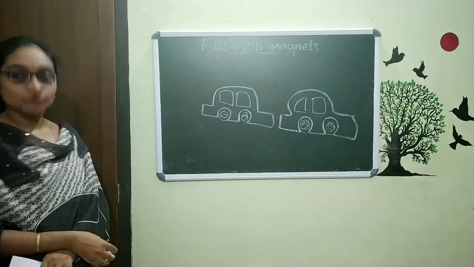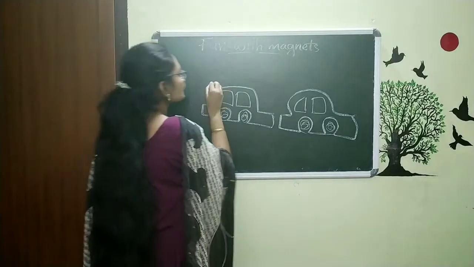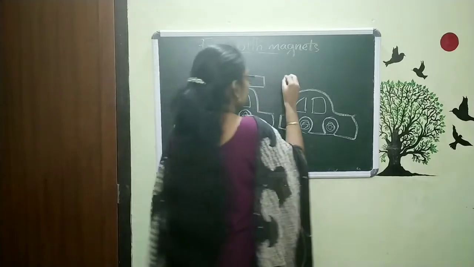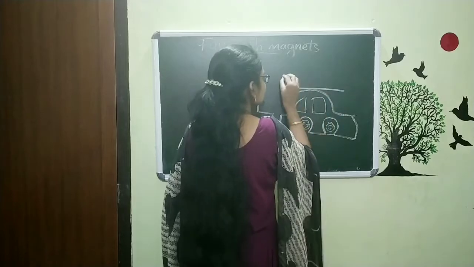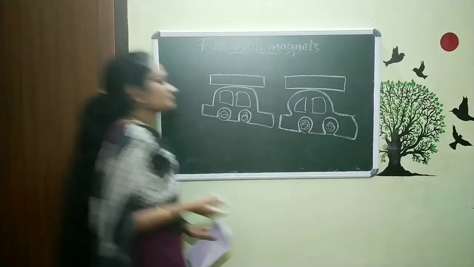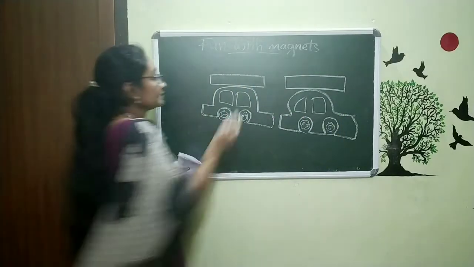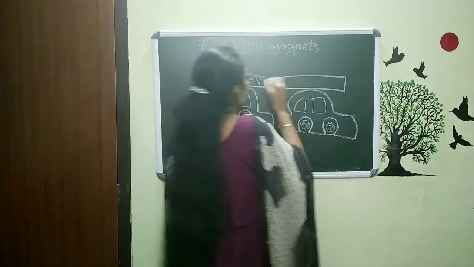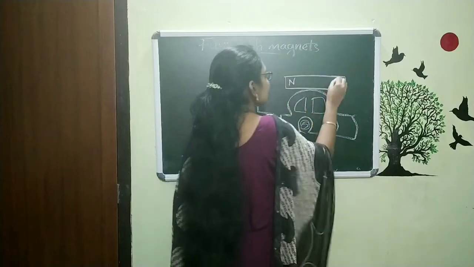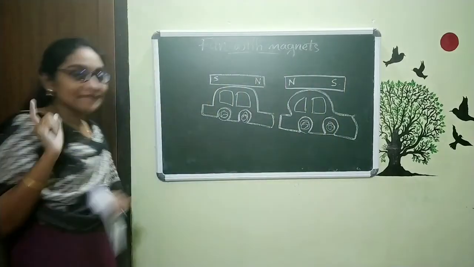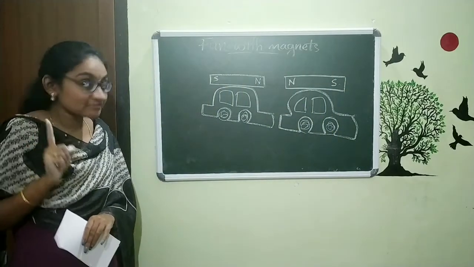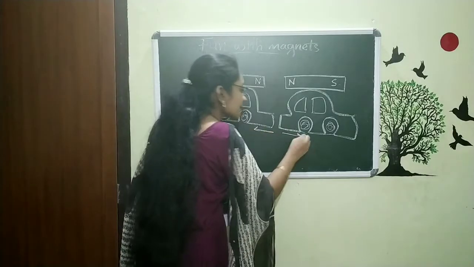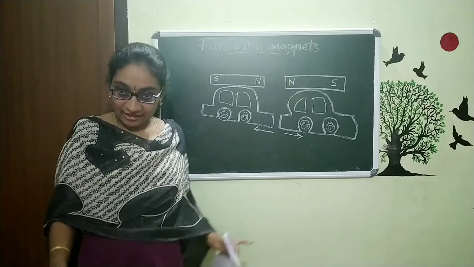These are two toy cars, and on this toy car I am just sticking one magnet, and here also I am just sticking one magnet using some tape or something. And here I am placing the north pole, and this is the south pole, and this also north pole and south pole. When I am placing this, we can observe something: this car and this car move away.